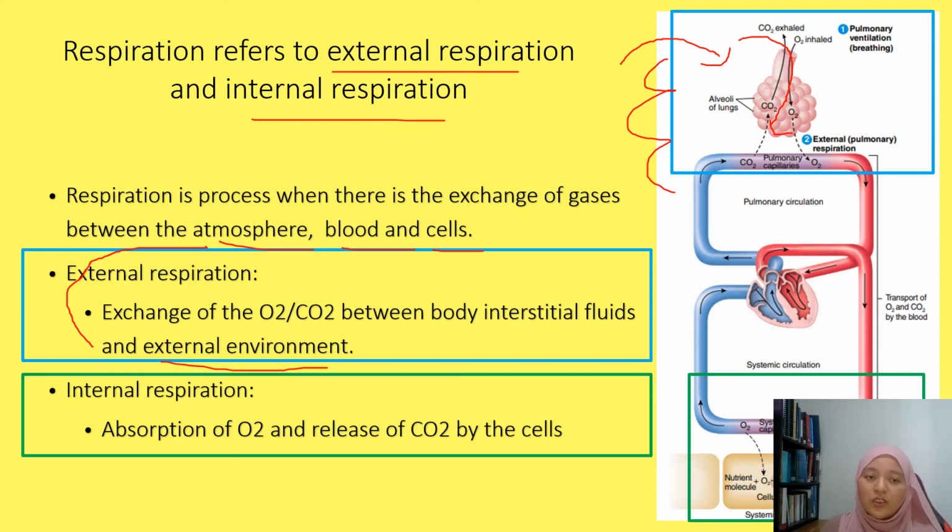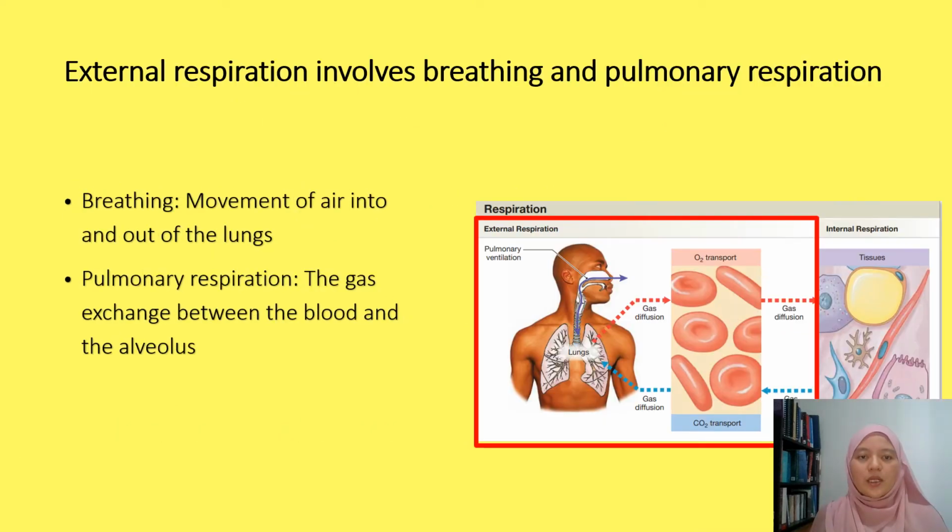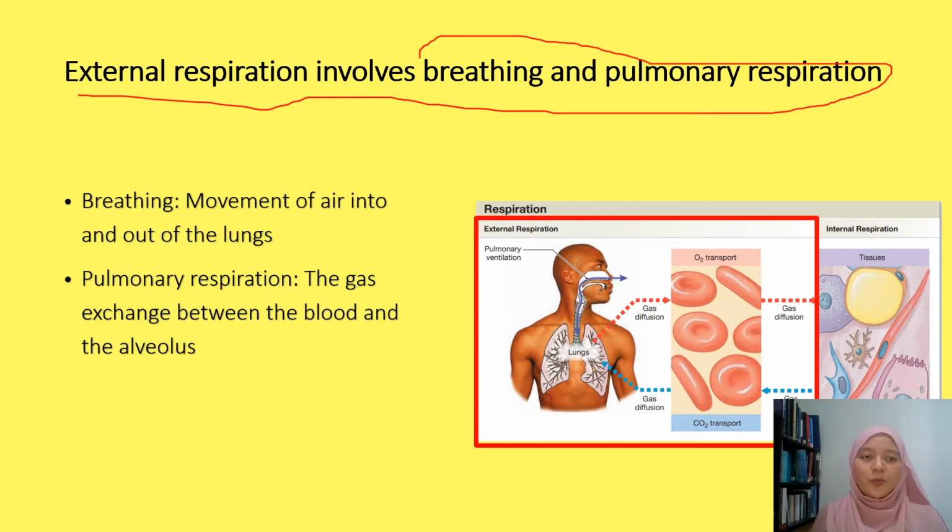So this is external respiration, the exchange of oxygen and carbon dioxide between body interstitial fluids and the external environment. The internal or cellular respiration is the absorption of oxygen and release of carbon dioxide by the cells, and it occurs between the organs and the capillaries of our body. So the external respiration involves the breathing and the pulmonary respiration. Breathing is the movement of air into and out of the lungs, and the pulmonary respiration is the gas exchange between the blood and the alveolus. The lungs contain alveolus, and the exchange of gases here we call the pulmonary respiration.